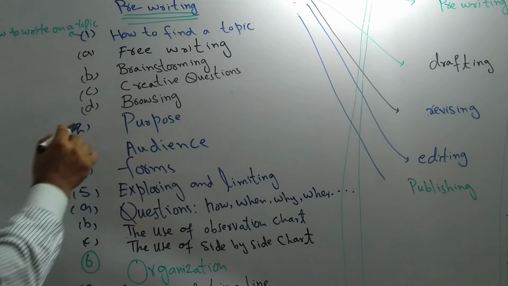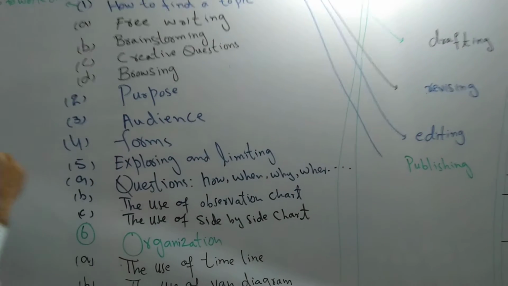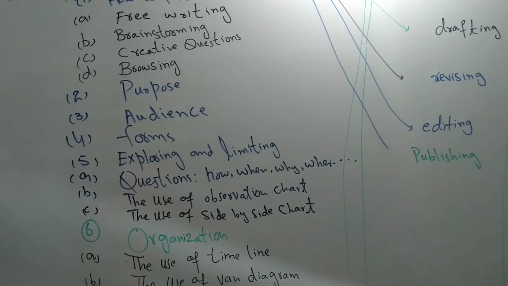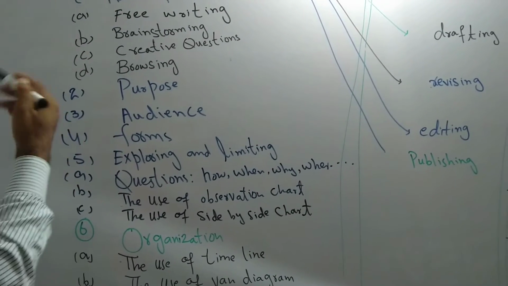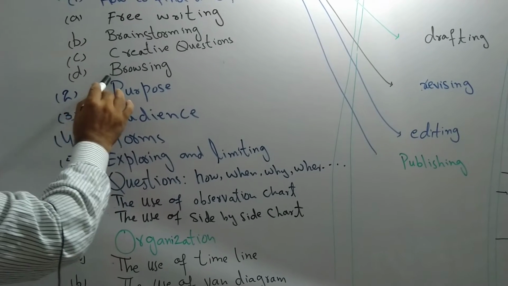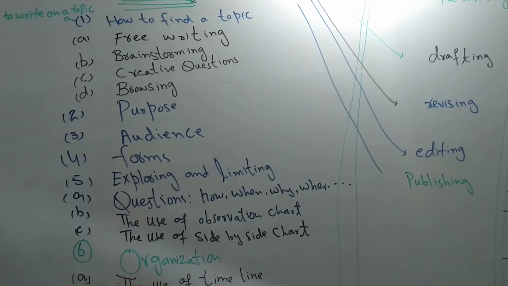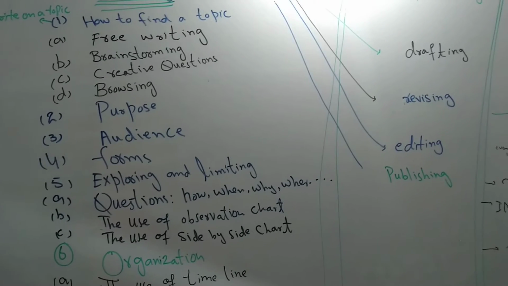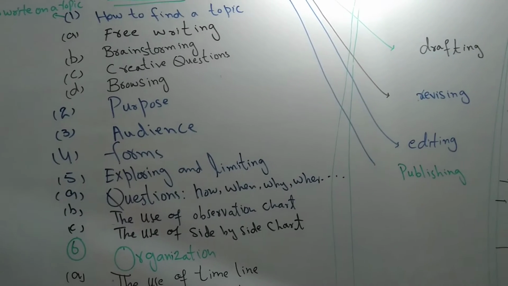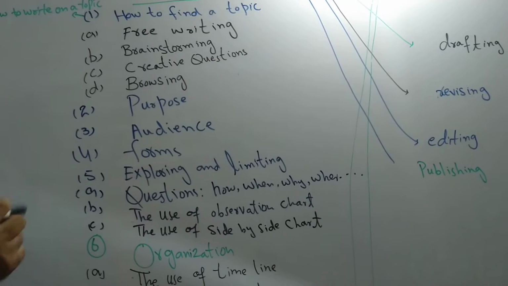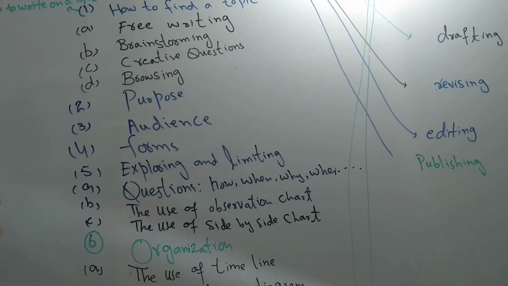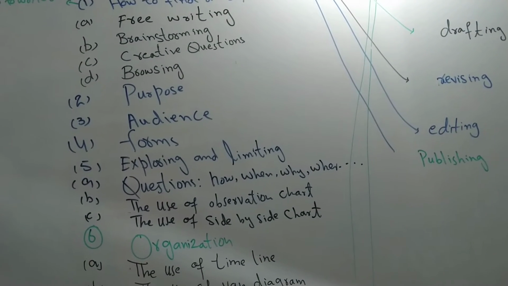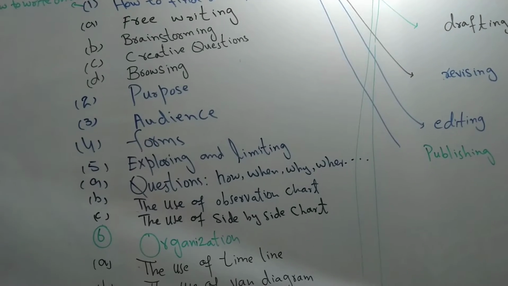Then another important thing which is helpful in finding a topic and writing on a topic is browsing. We look through books, reports, newspapers, magazines, make notes, and make things easy for our writing.